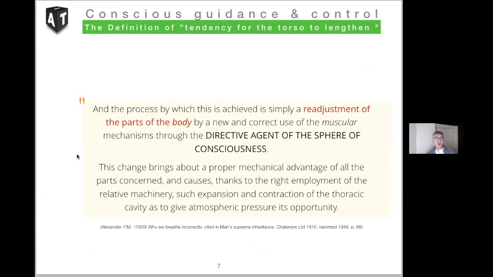And the process by which this is achieved is simply a readjustment of the parts of the body by a new and correct use of the muscular mechanisms through the directive agent of the sphere of consciousness. This change brings about a proper mechanical advantage of all the parts concerned and causes, thanks to the right employment of the relative machinery, such expansion and contraction of the thoracic cavity as to give atmospheric pressure its opportunity. There are different things that are of interest here.